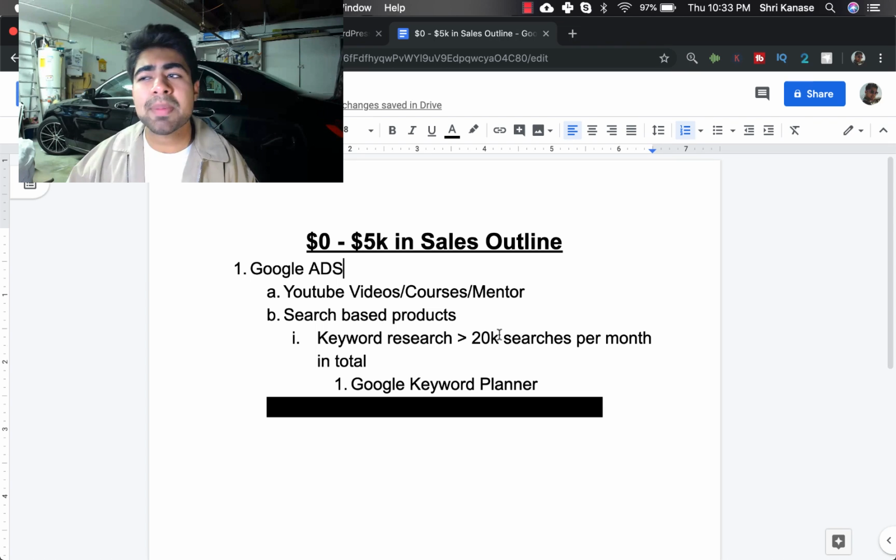So let's say, for example, you want to sell a Walmart HP printer. If I were to do keyword research on that specific product, I would just go ahead and go to the Google Keyword Planner tool and just type in HP printer or Walmart printer and try to find keywords which relate directly to my product, and make sure that all of their search volume adds up to over 20,000. Because if the search volume is below 20,000, you're not going to make as many sales.